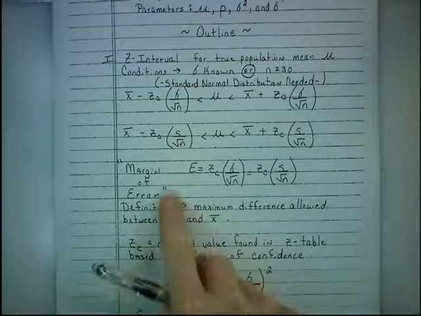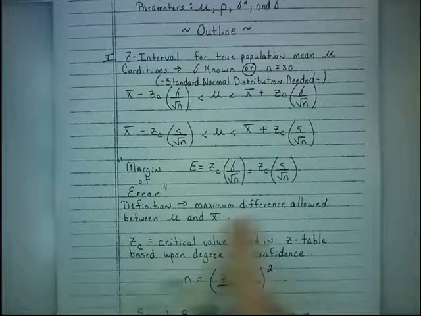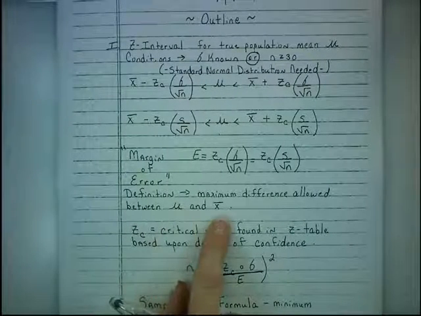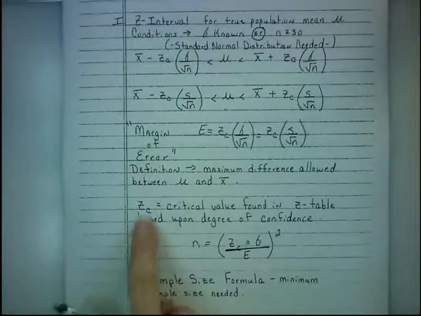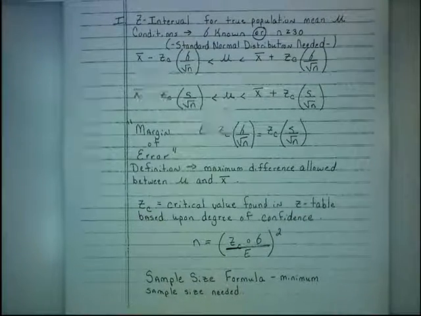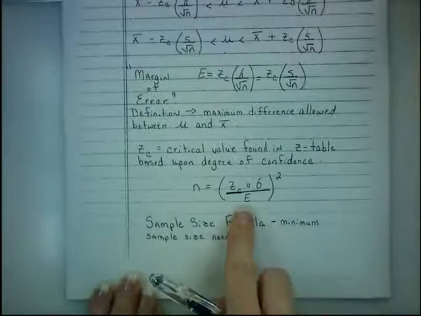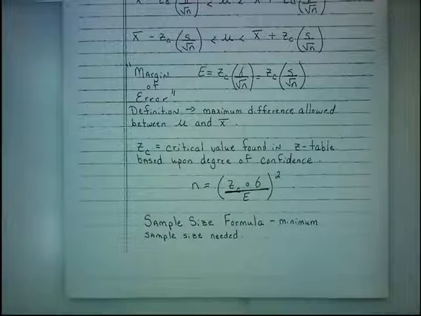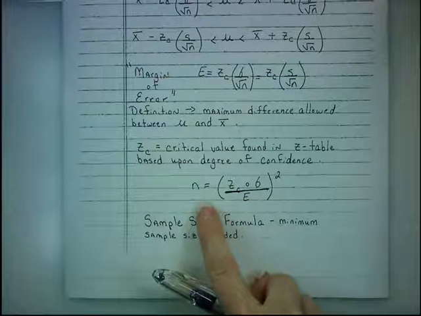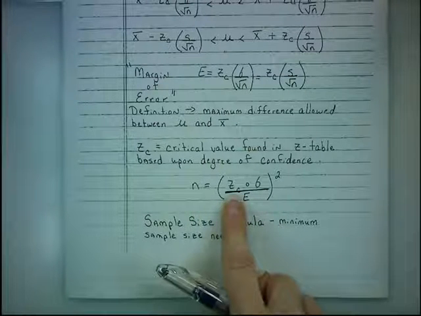The margin of error is known as the maximum difference that is allowed between the true population mean mu and the sample mean x bar. And Z sub C, C for critical value, is found in the 2-page Z table. Some questions in the section involve finding sample sizes. And if you have to find the sample size, they'll give you a way to find Z in the word problem.